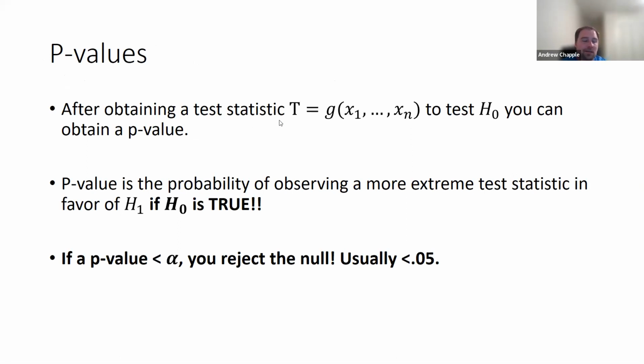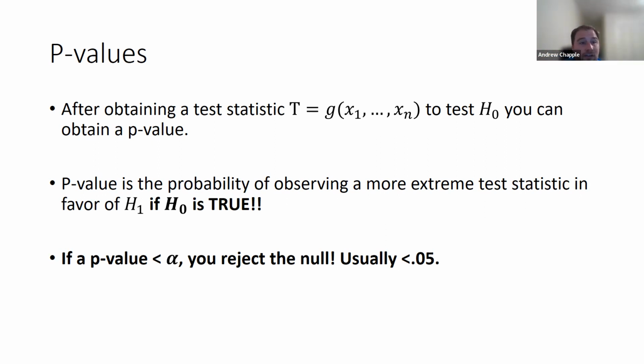Now, once you get a test statistic, the p-value is the probability of observing an as extreme or more extreme test statistic in favor of the alternative if the null is true. Said differently, if the null is true, what is the probability we get a test statistic that favors the alternative? In the case we're talking about, testing mu equals 2, if x bar is equal to 4, what's the probability, if the null really is true and mu is 2, of observing x bar equal to 4, or something bigger, x bar equal to 5, 6, 7, 8? That's what a p-value is.